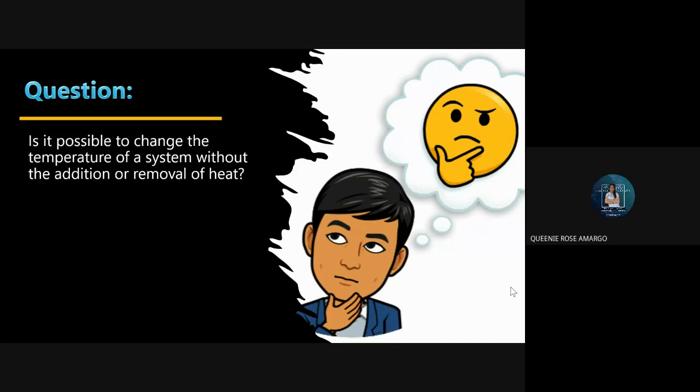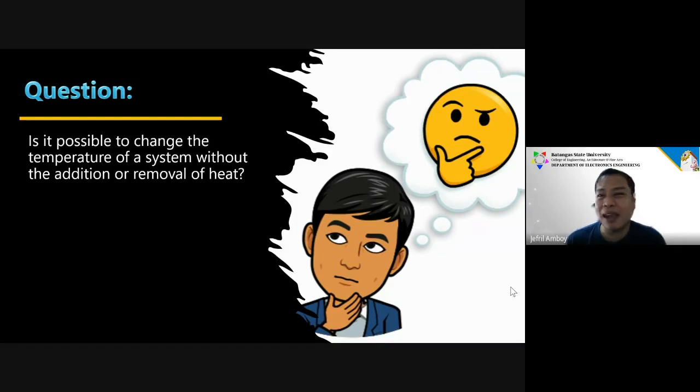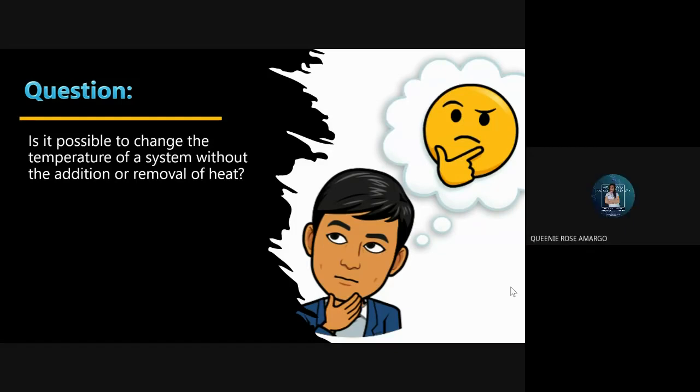Queenie? Sir, yes po, possible po na ma-change yung temperature of a system without the addition or removal of heat. Kasi po, the change in internal energy of a system is equal to the heat added to the system minus the work done by the system po. Tingnan mo, hinihintay ko yung punchline. Ginaya mo lang yung sinabi ni Maika. Hindi po. Ano po ba, sir? Yung as in po, wala pong addition or removal, or hindi po natin sure kung addition or removal? Walang addition. As in wala. Without po. Without.